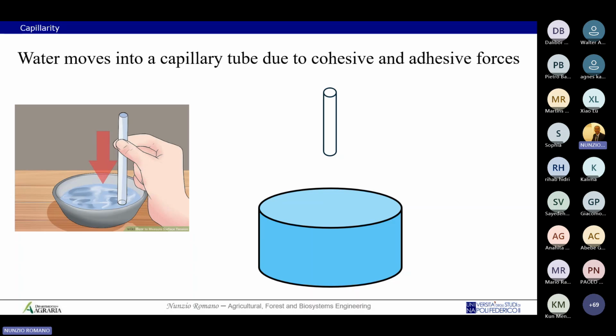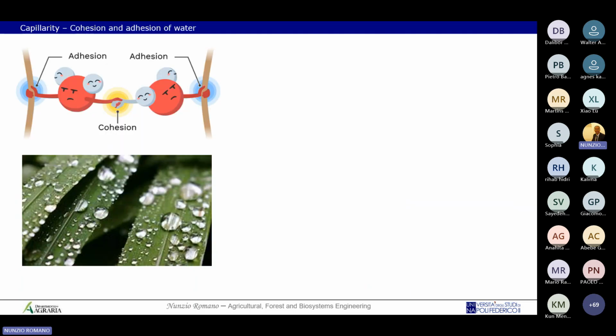Again, if you put this capillary tube, and then we will discuss what we should consider as a capillary tube, in this bowl full of water, then there is a capillary rise. We would like to calculate this capillary rise. This is very important in soil hydrology.